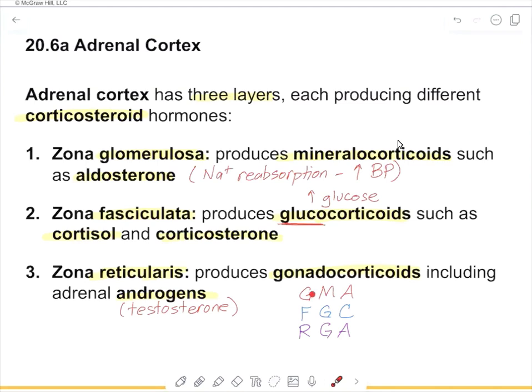So we have the glomerulosa, which makes mineralocorticoids, and the most common one is aldosterone. We have the fasciculata, which produces glucocorticoids, the most common being cortisol. Then we have the reticularis, which makes gonadocorticoids, and the most common would be the androgens.